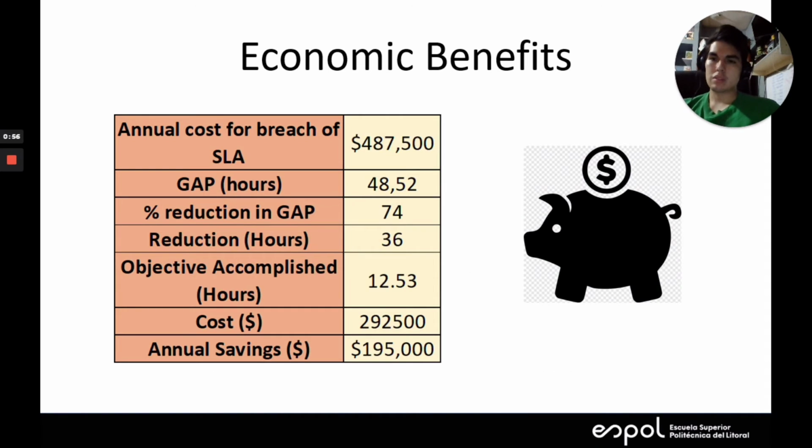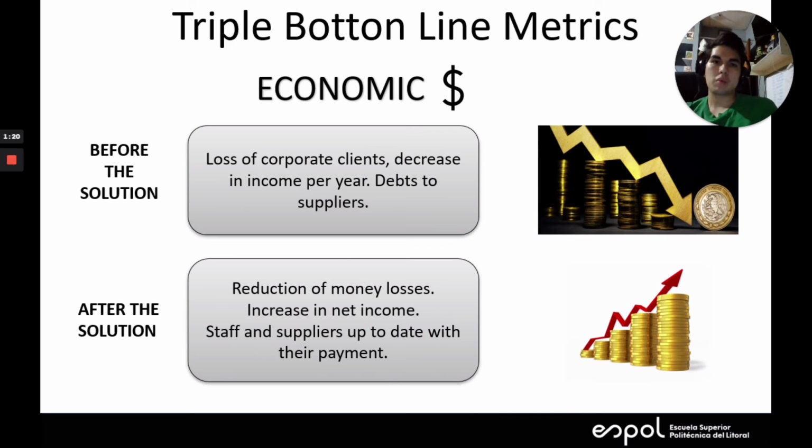So, the economic benefits. The annual cost for breach was $487,500. The gap in hours was 88 hours, and we reduced the gap 74%, reducing 36 hours on the gap, obtaining 12.53 hours at the end, saving about $195,000.